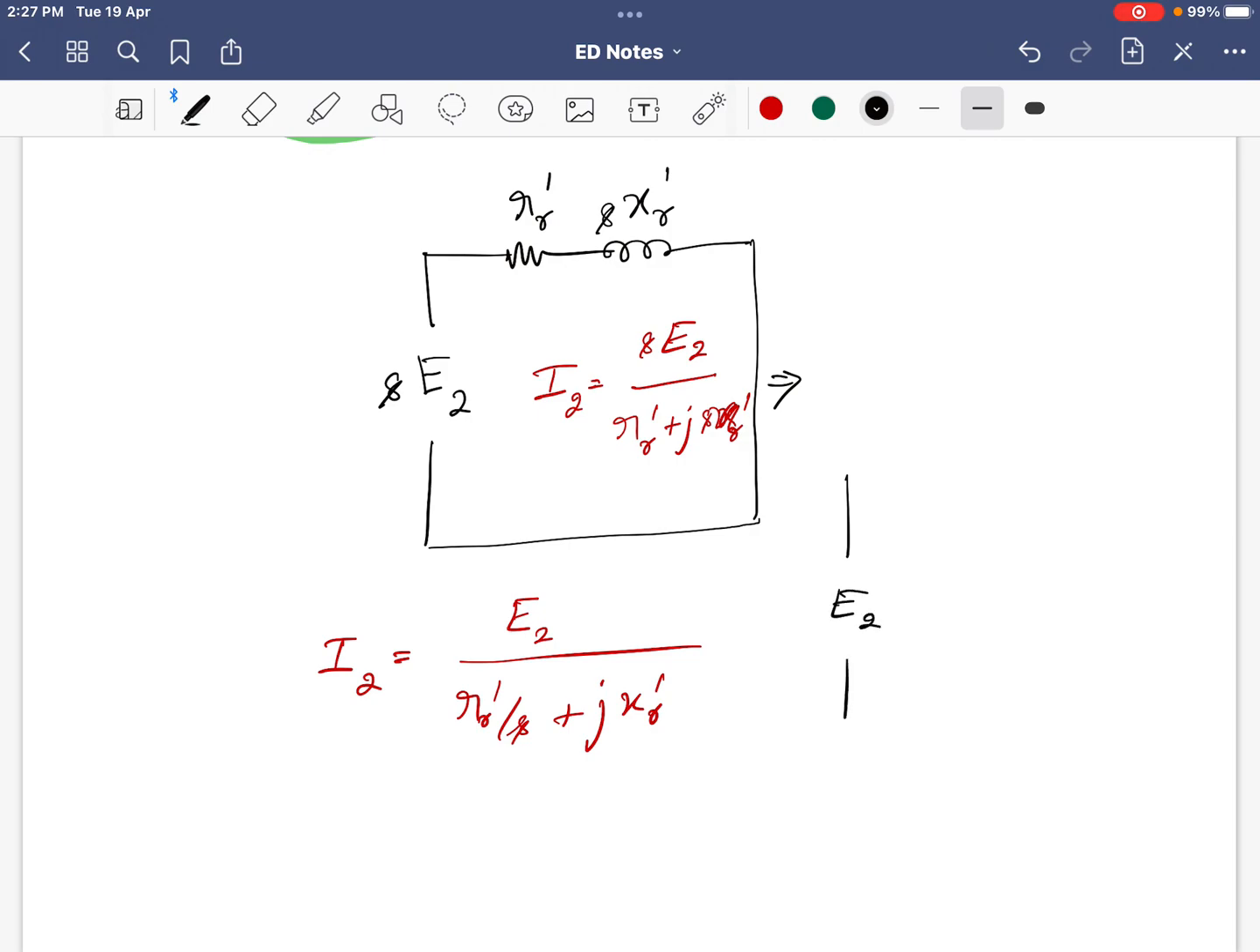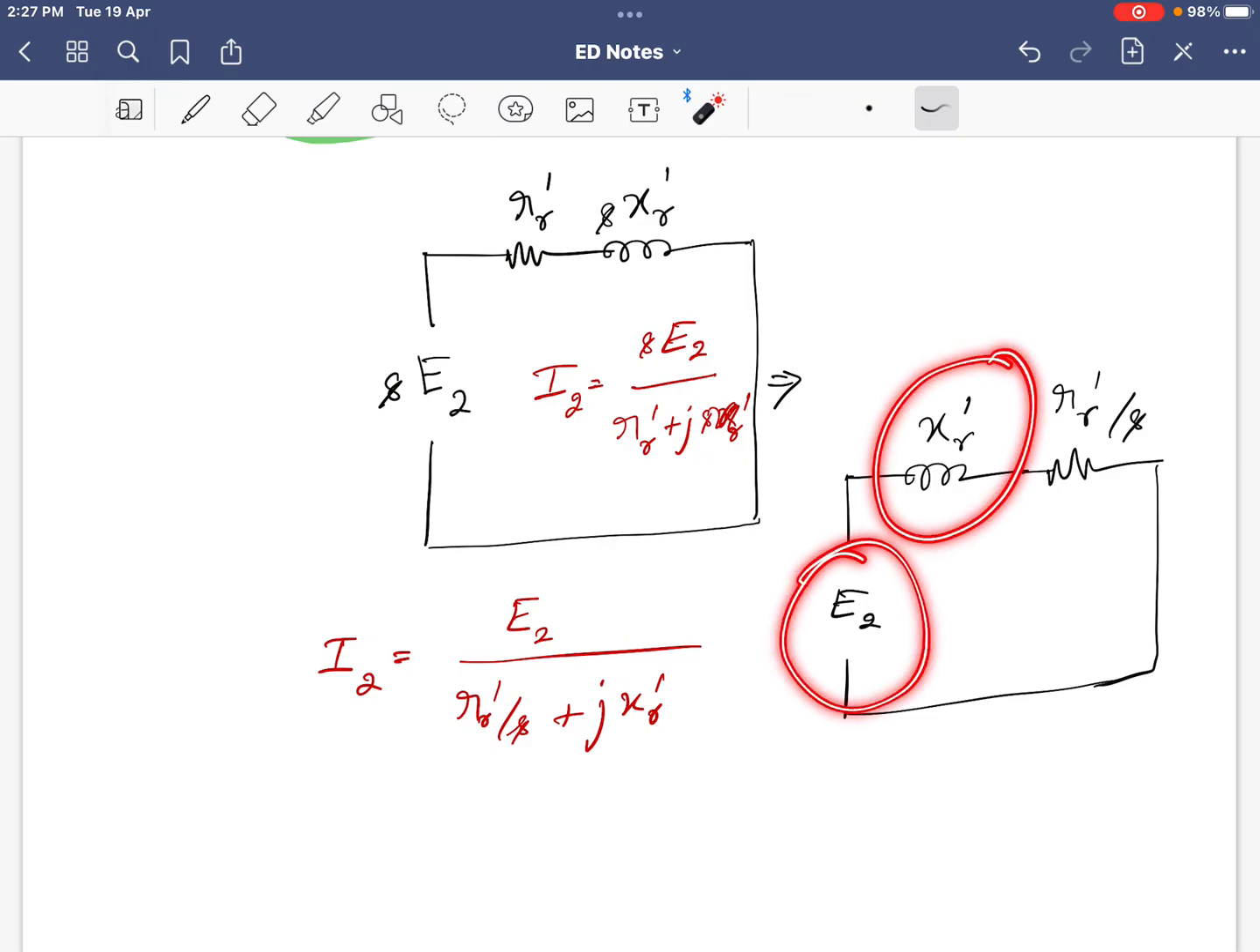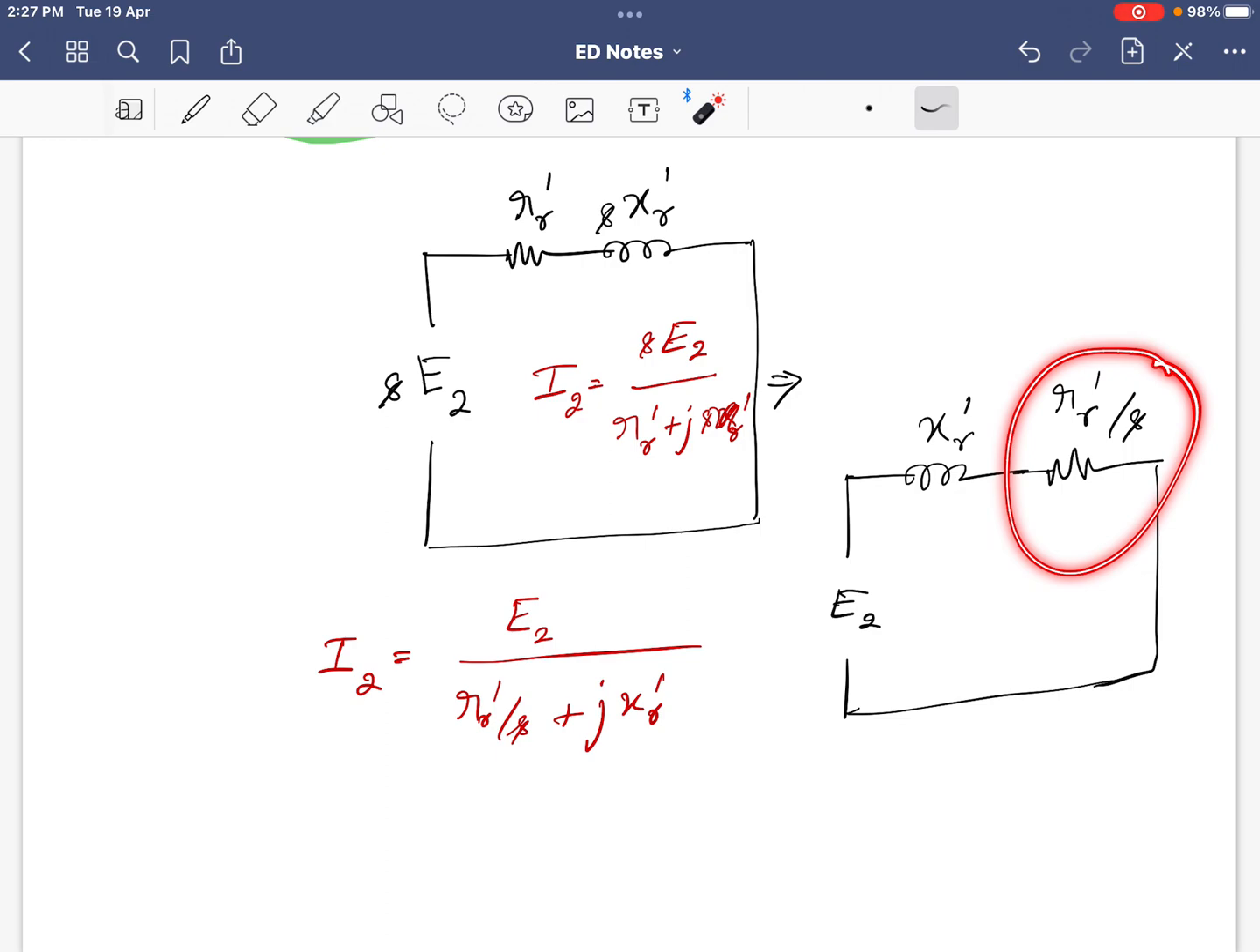We have an input voltage E2. Now we have a reactance X2 which is free from S, and a resistance term which is now given as RR by S. I'm writing here the parameters as XR and RR by S. So in this way we have the same expression, but now the reactance is free from S, and the resistance term is divided by S. This makes the resistance variable. So we can say the resistance is a variable resistance.